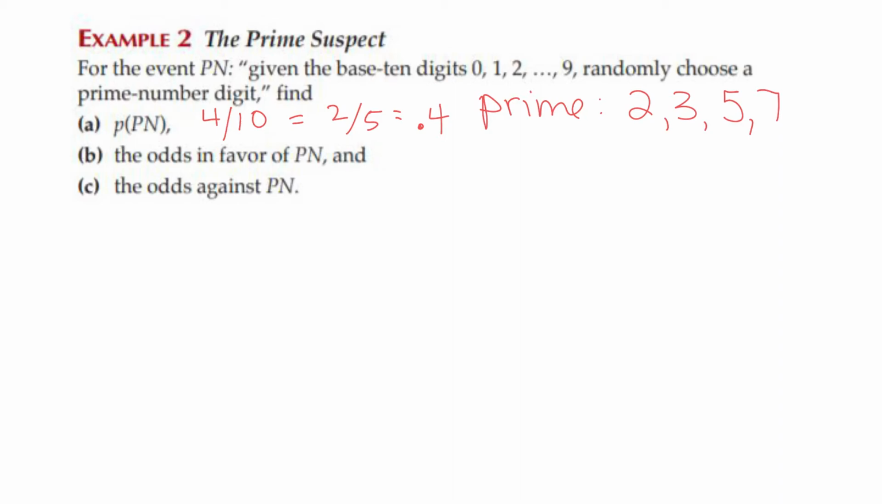Now, the odds in favor are always the probability of it happening divided by the probability of it not happening, which would be that 3 out of 5. So the odds in favor are 2 to 3 odds. And then the odds against would be 3 to 2.